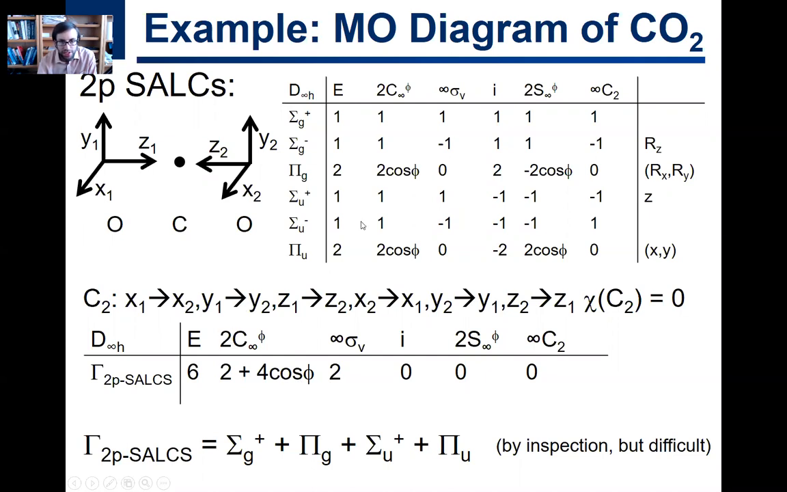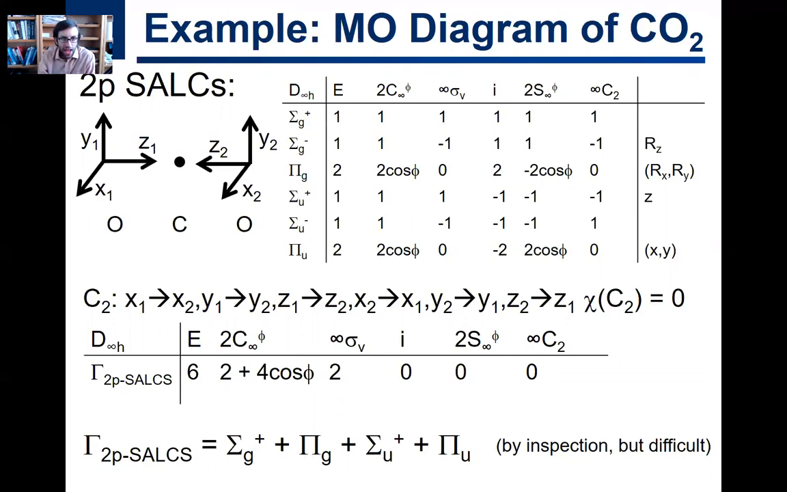And one way to reduce it is just to stare at this. And, you know, it's easy to see once you're given the answer that this is the answer, right? I mean, we got a sigma g plus, a pi g, a sigma u plus, and a pi u. So we can see 1 plus 2 plus 1 plus 2 equals 6. 1 plus 2 cosine theta plus 1 plus 2 cosine theta is going to be 2 plus 4 cosine theta, etc. And we could check this, but finding it is a little difficult.